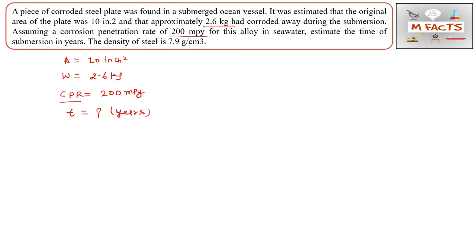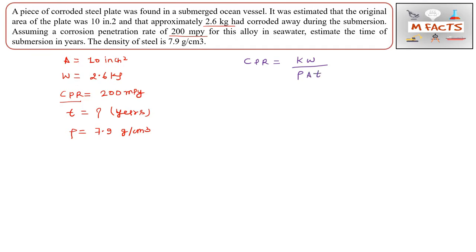Okay, so the density of steel is 7.9 gram per centimeter cube. So rho is also given, rho is 7.9 gram per centimeter cube. Now we will see the formula again. What was the formula we should use for this question? So CPR is equal to KW by rho AT.